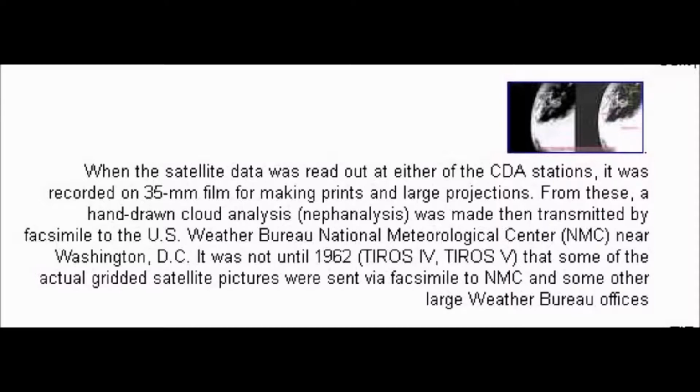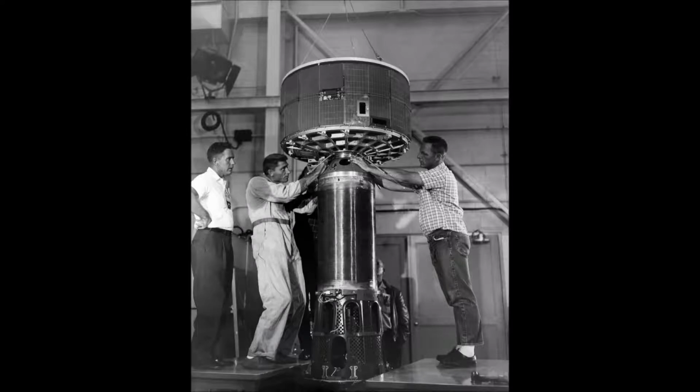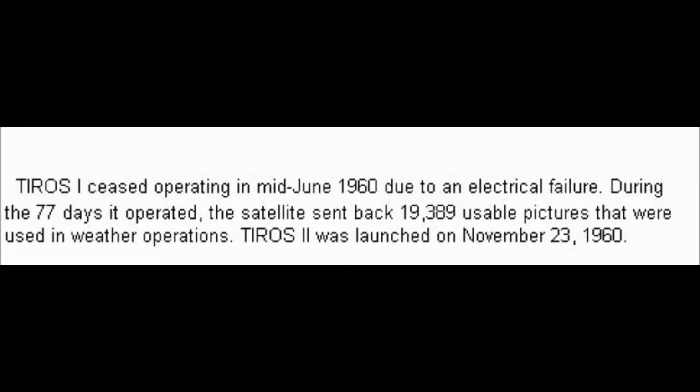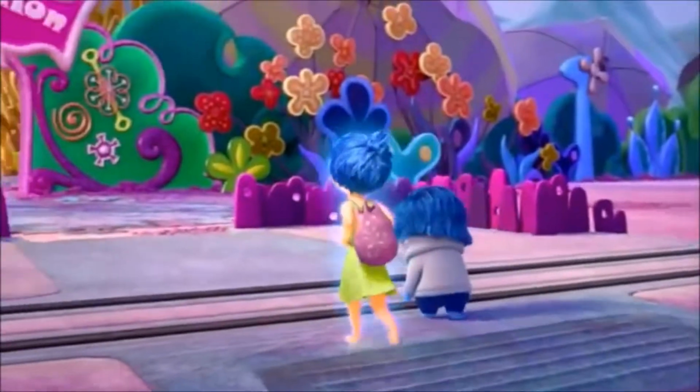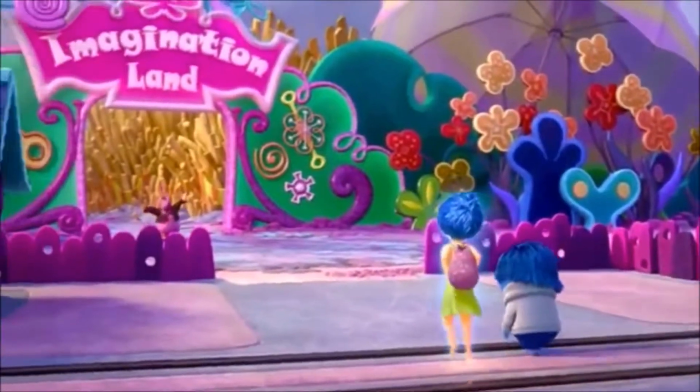So, I don't get why they have to draw these by hand if they have the pictures, but it's just so ridiculous. It was not until 1962 that some of the actual gridded satellite pictures were sent via fax to the National Meteorological Center and some other large Weather Bureau offices. So I don't even know what to think of this. It's just ridiculous. During the 77 days it operated, the satellite sent back 19,389 usable pictures that were used in weather operations. It transmitted remotely 400 miles through the vacuum of space and through the entire atmosphere.